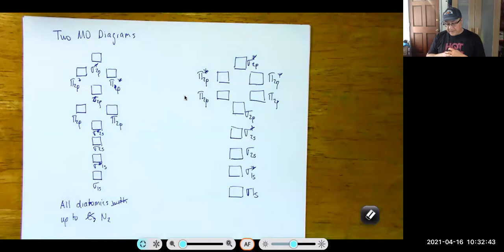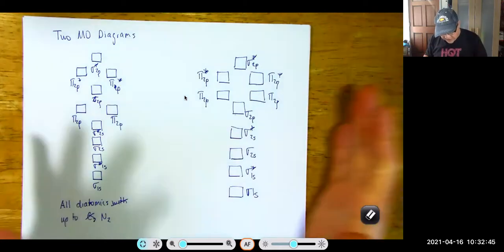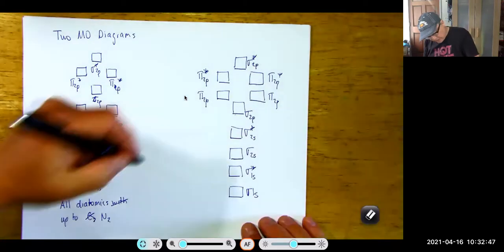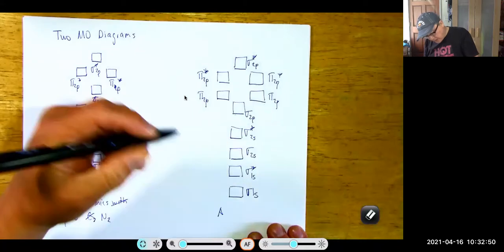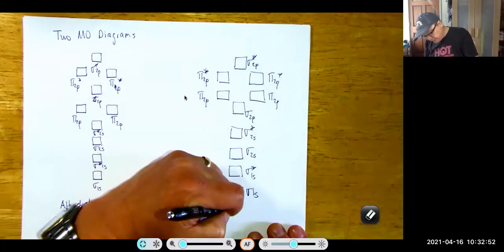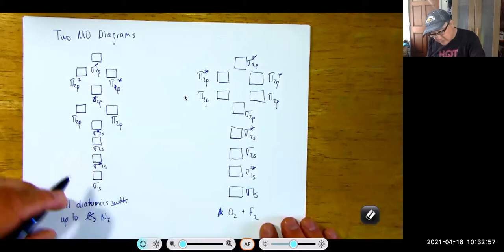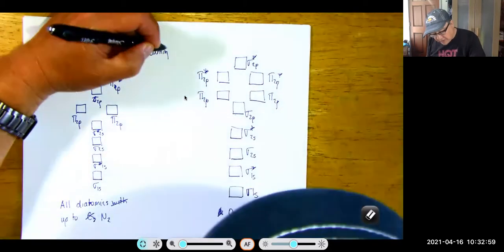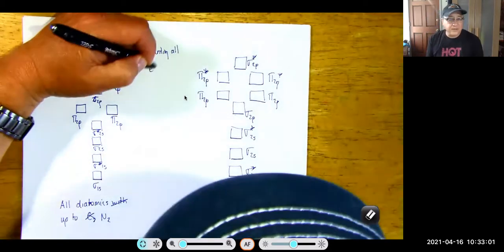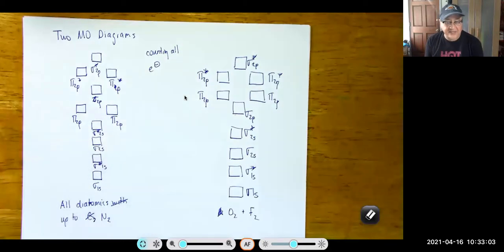Okay. Now, this is for all electrons. And I should say this is for O2 and F2. This one here. And this is counting all electrons. So I did not say valence electrons, I said all electrons. So if we wanted to do O2, you would not say 6 plus 6 is 12. For O2, how many electrons are there?